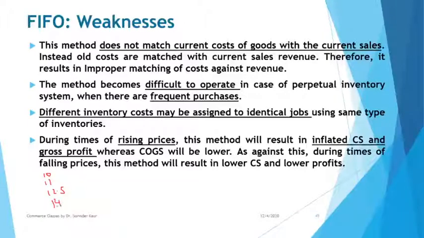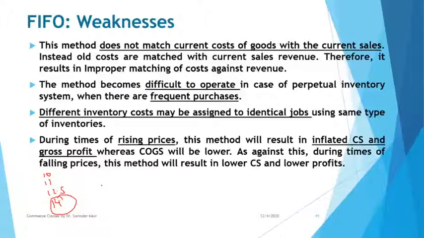Now, how will you measure closing stock? Your closing stock will be at the highest lot, isn't it? It means your closing stock is inflated. And this inflation is not because you have more closing stock. It is because you have more cost associated with it. So your closing stock is inflated. Obviously, your gross profit will also be inflated.